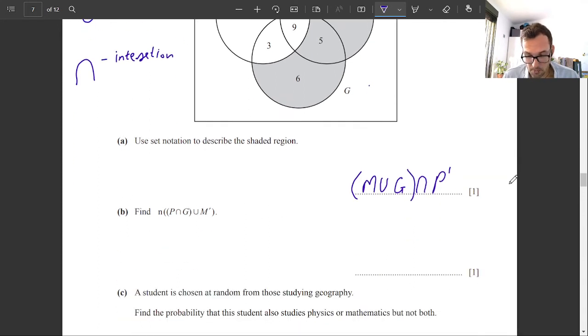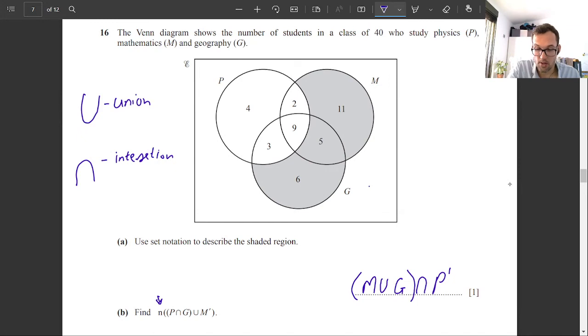Next one, it says find N. That N means the number of. Now, we already have the number of. The number of is there, 11, 5 is written in there. If there were words like favorite pets, dogs, cats, birds, fish, then you had to add them up to get the number of pets. But here the number is already there, so that's not too hard. We just need to add up the numbers which are in there. So let's have a look. Let's go step by step, slowly, so we understand this.